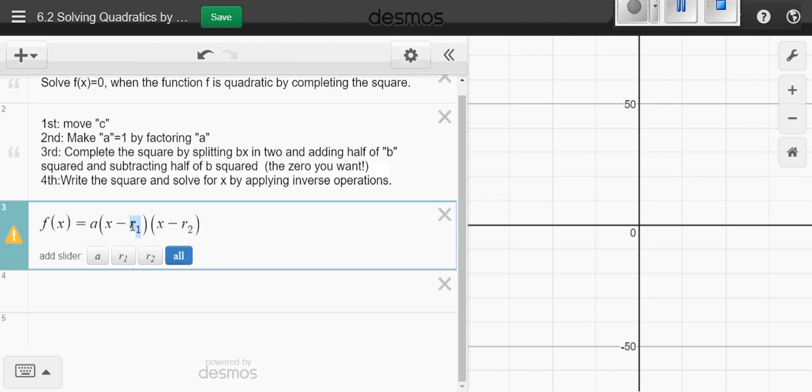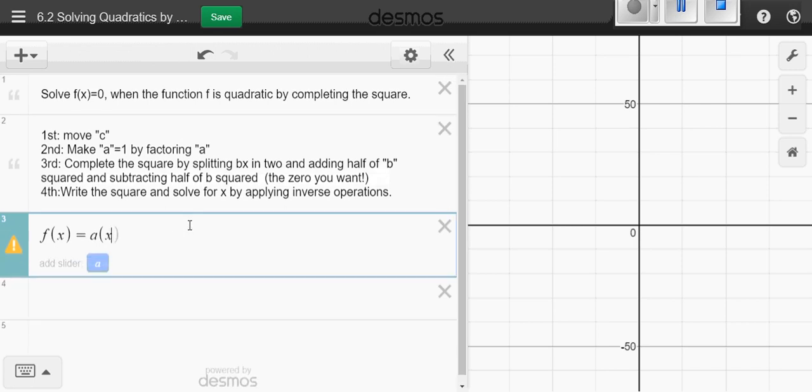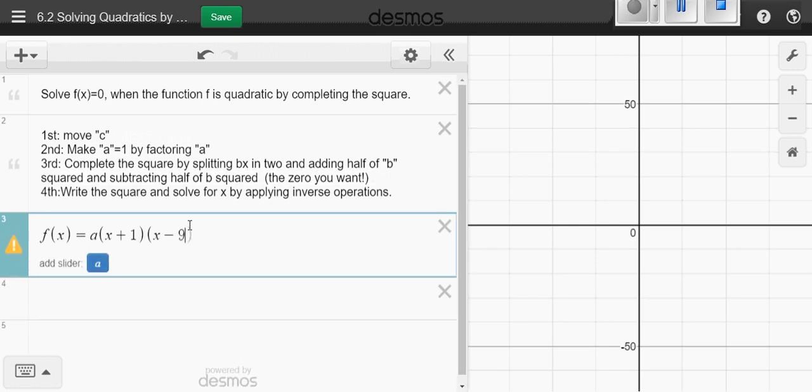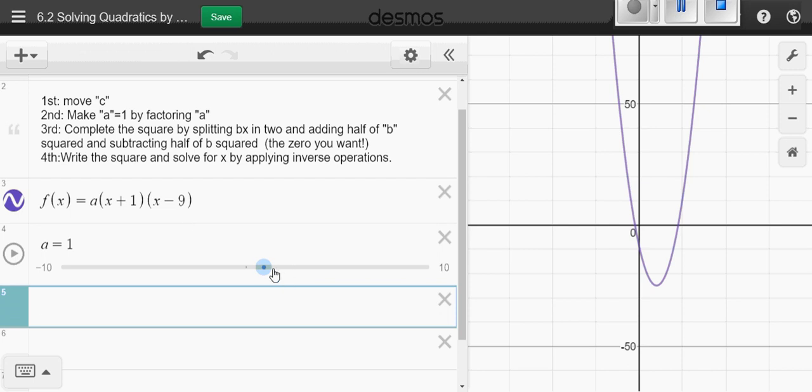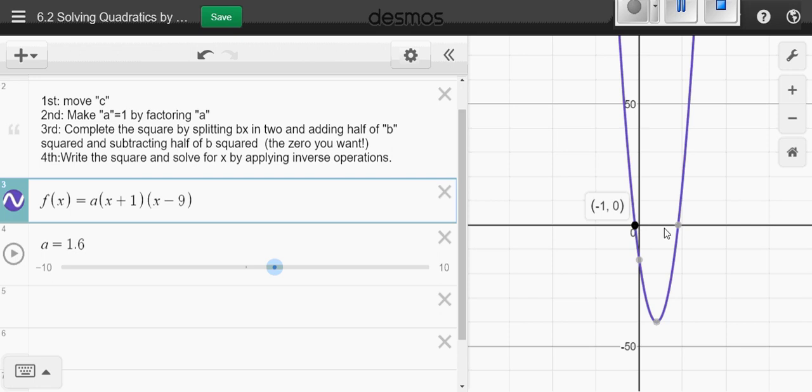Let's pick a particular one, like 9 and, actually I like to put my negatives first, x plus 1 and x minus 9. And I want you to note that these zeros are obviously -1 and 9, because by the zero product property, solved by factoring, we would see that -1 plus 1 is 0, and times this would still be 0, and 9 minus 9 is 0.